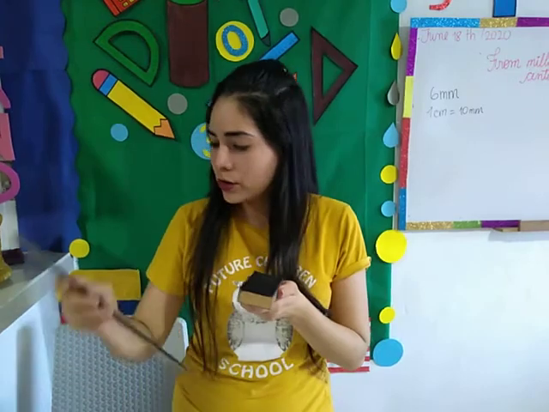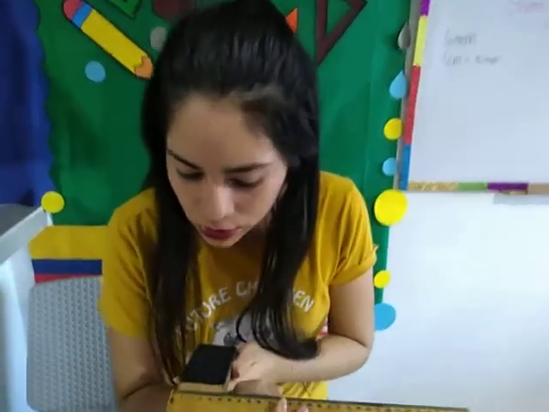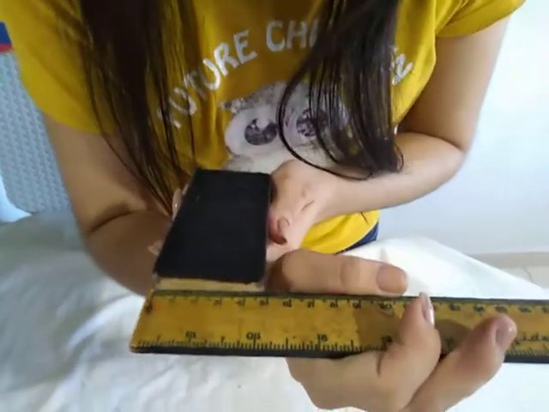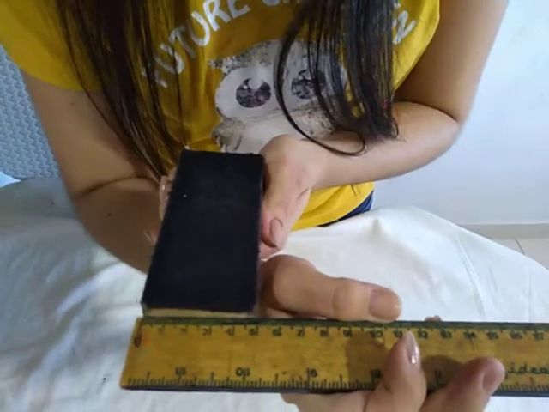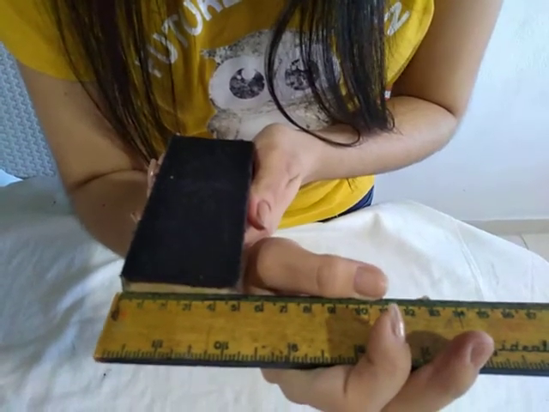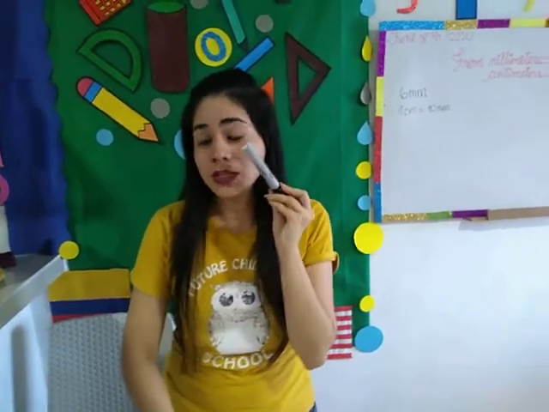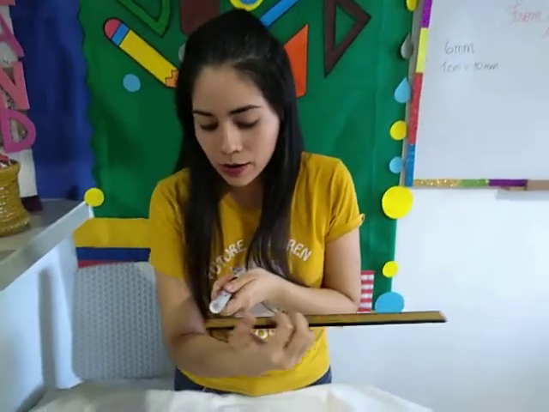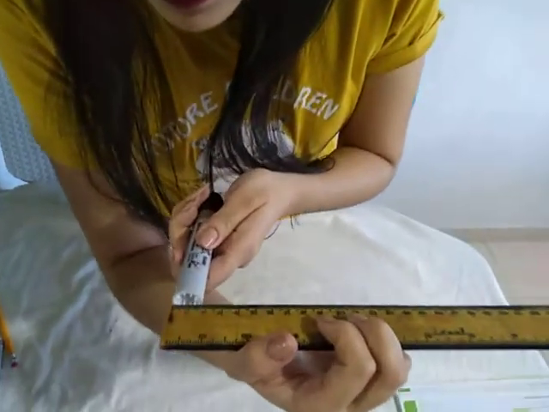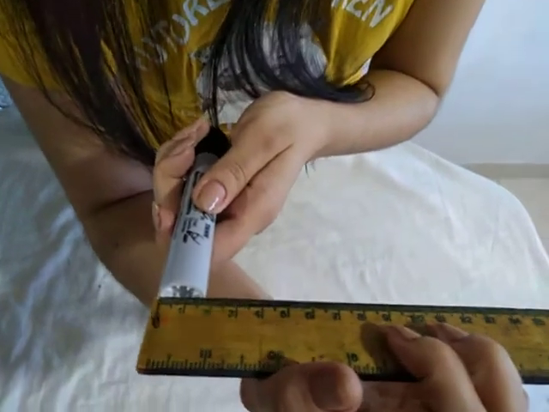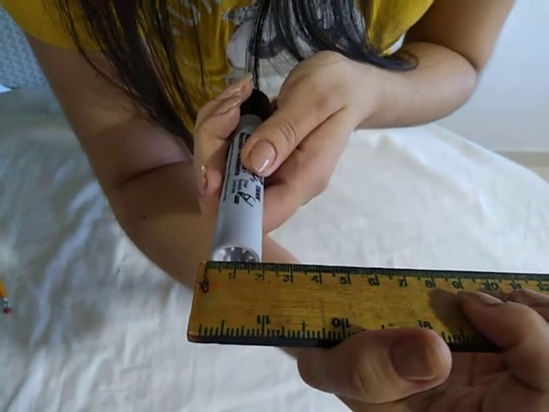if I want to measure the width of this board eraser, I can take my ruler and do it. Just do it. Okay? For example, here we can see that its measure is almost 5 centimeters. But what if I want to measure the width of this marker, el ancho of this marker? I put it here and I can say that its measure is almost 2 centimeters.